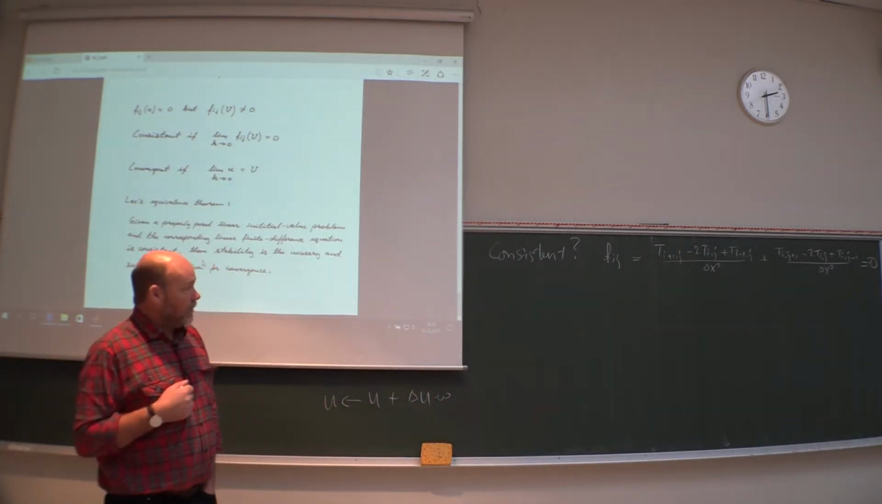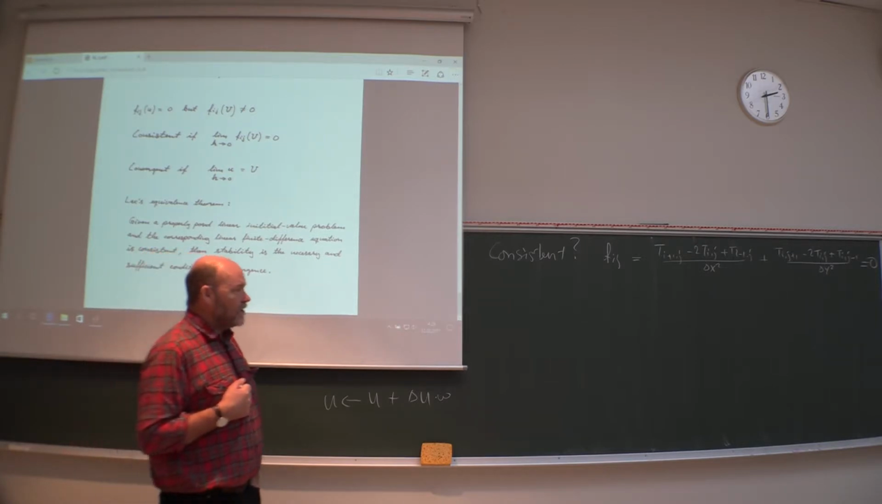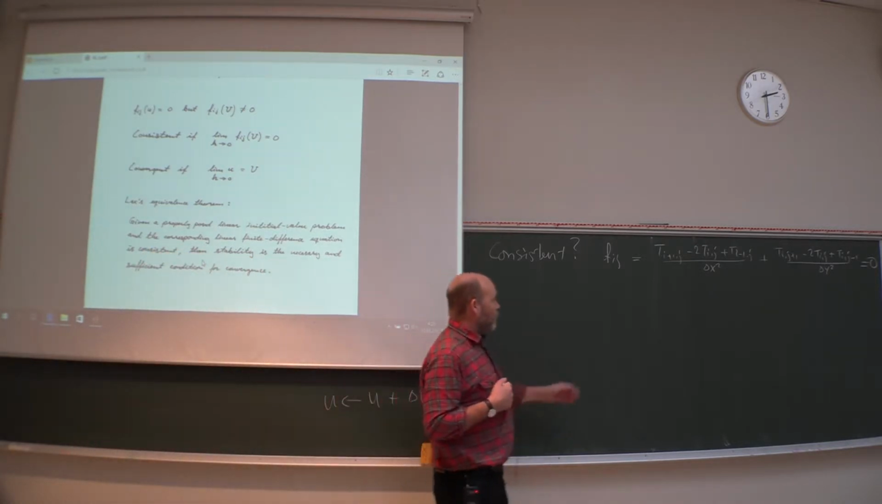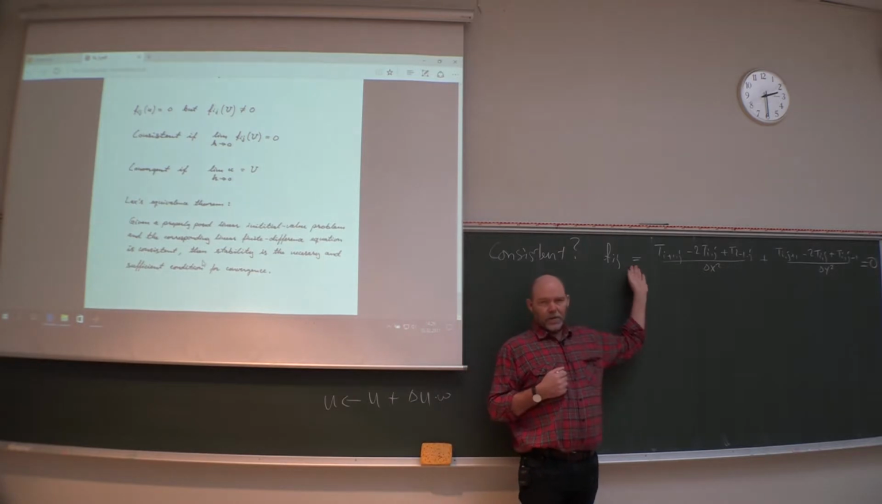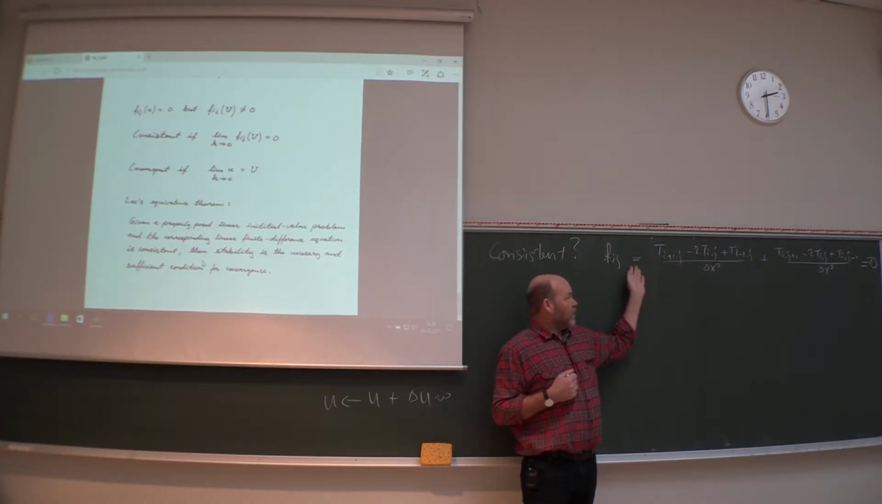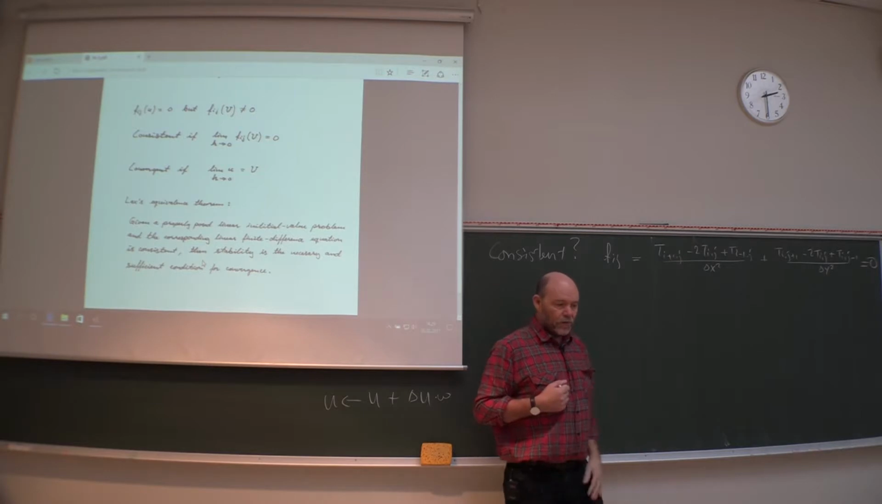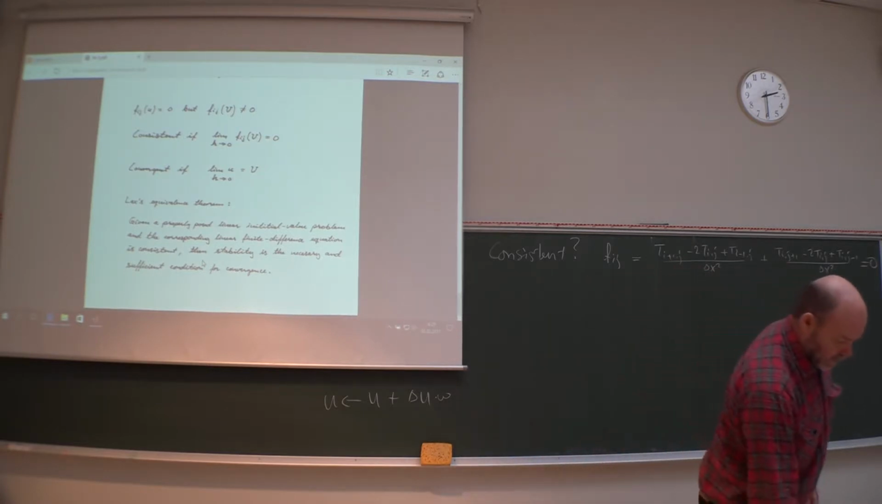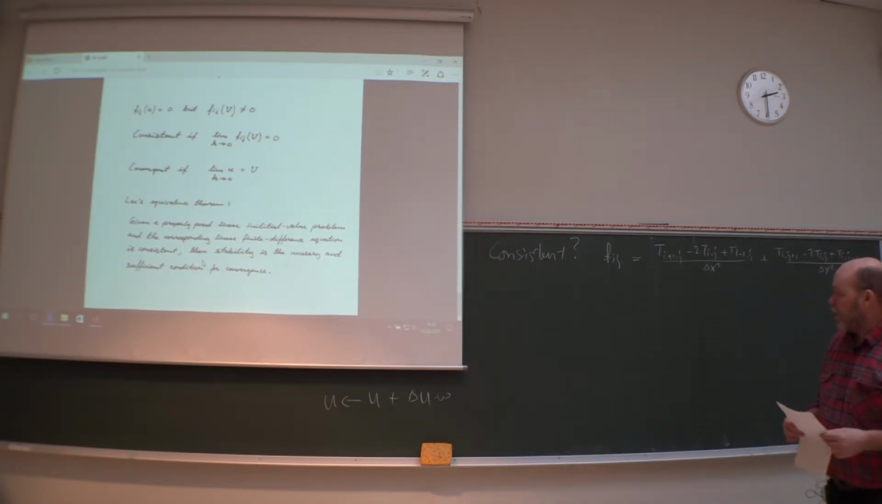How can we tell that this discrete equation is a proper representation of the Laplace equation, that we are actually solving or trying to solve the correct equation? Is it consistent? How to deal with that one?